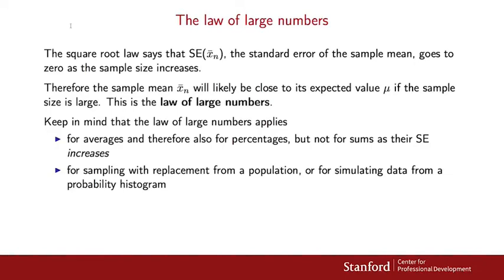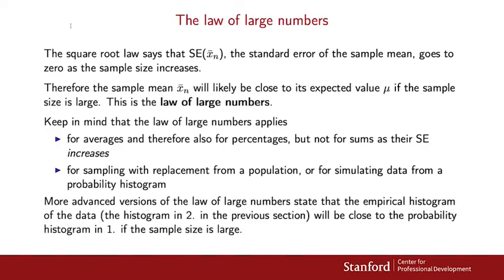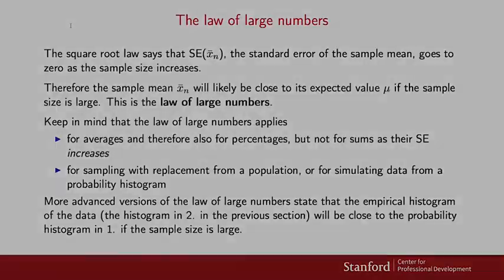Also, we need to be sampling with replacement from a population or simulating the data with a computer from a probability histogram. More sophisticated versions of the law of large numbers, in fact, state that the whole empirical histogram of the data, which is the second histogram among the three we considered previously, will be close to the probability histogram if the sample size is large enough.